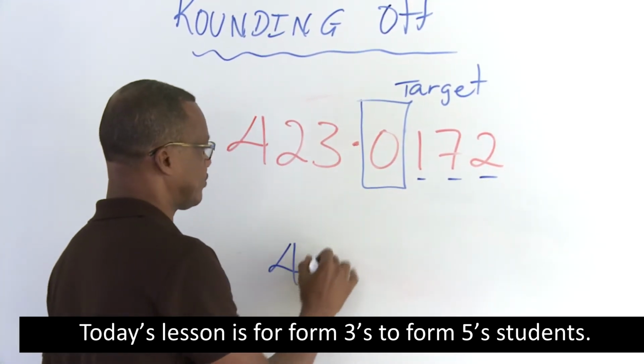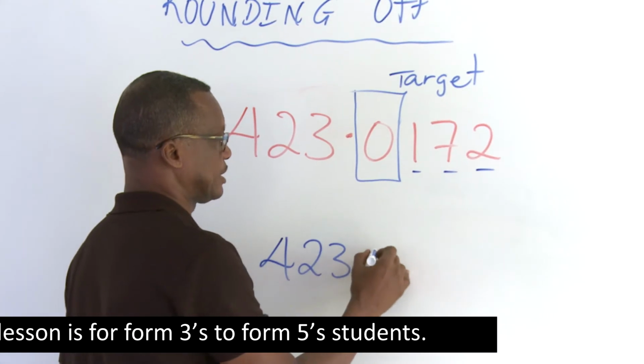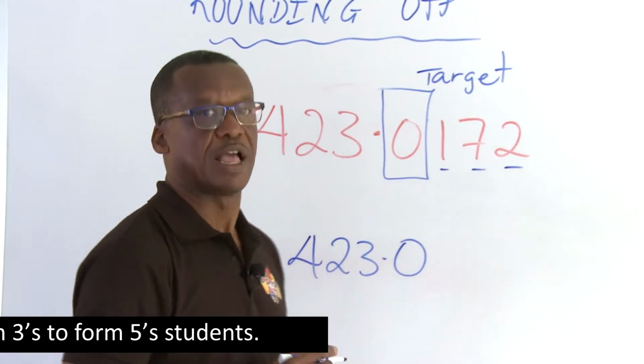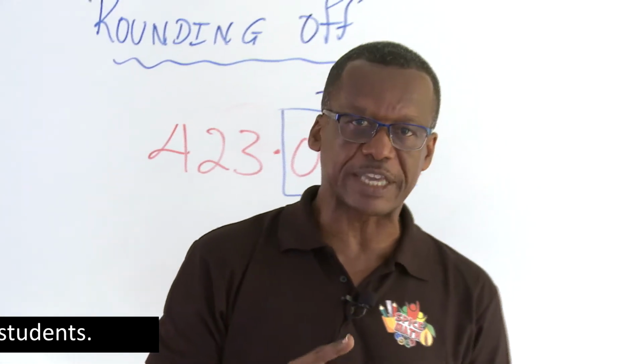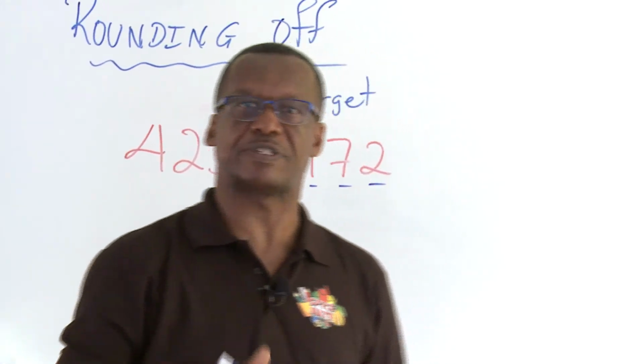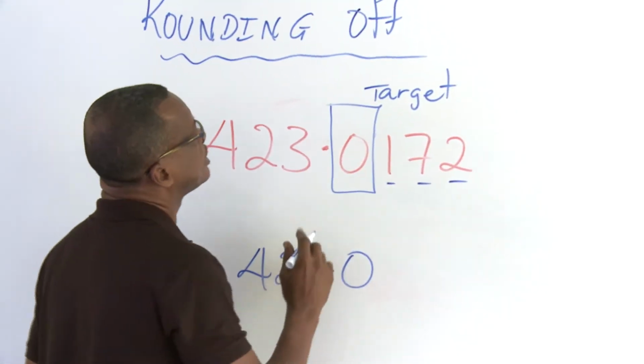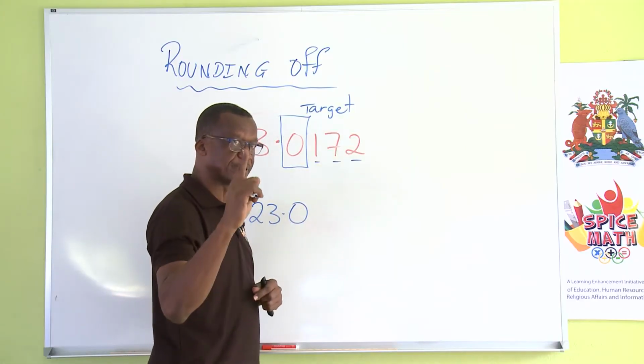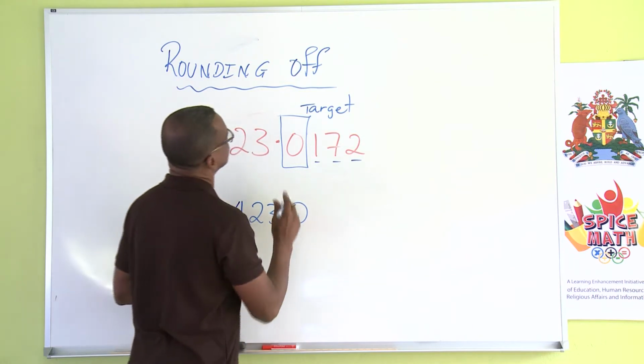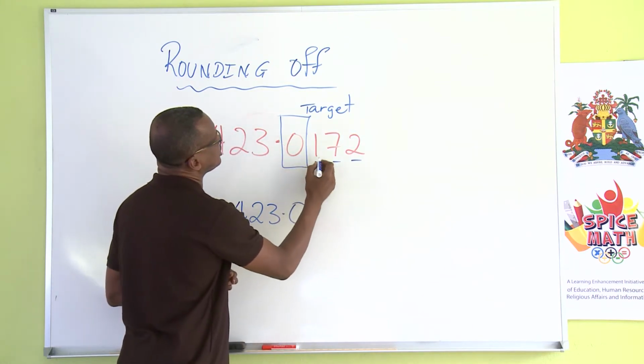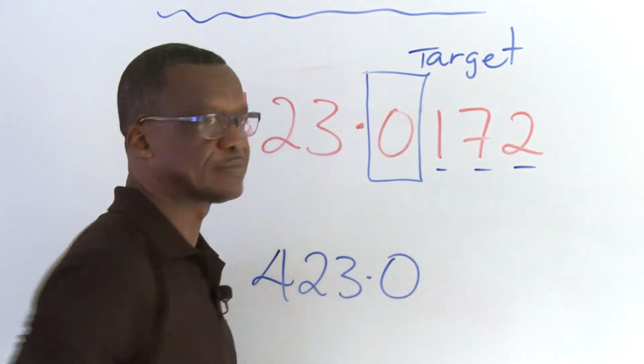So our answer would begin 423.0. Then we look at the number that came immediately after the 0 in the original number to determine whether we're going to round up or down. The number after the 0 is 1.